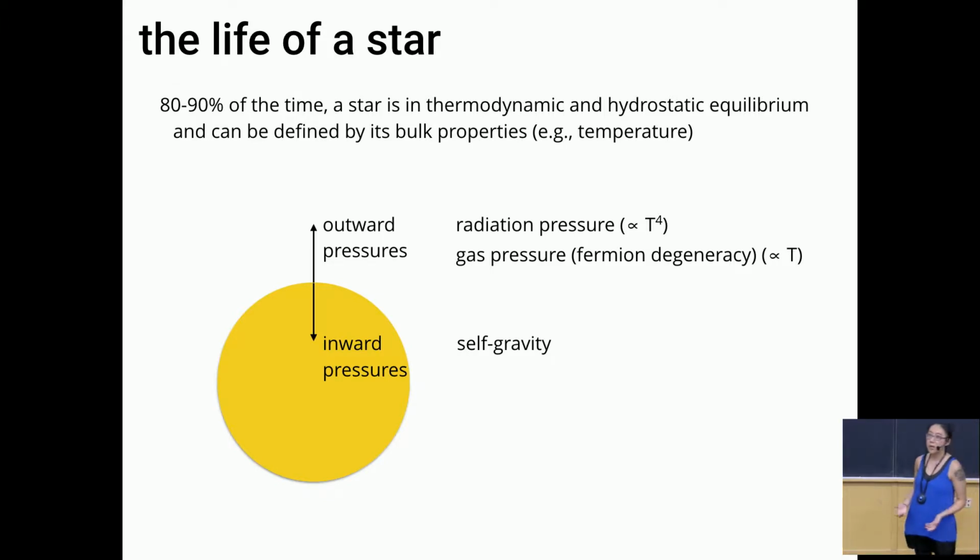80 to 90% of a star's lifetime is in basically hydrostatic thermodynamic equilibrium. Everything is very stable. Most of the time, everything is very stable. The star can basically just be defined by things like its temperature. There are small fluctuations within the star, but there's nothing very complicated there, zeroth order.